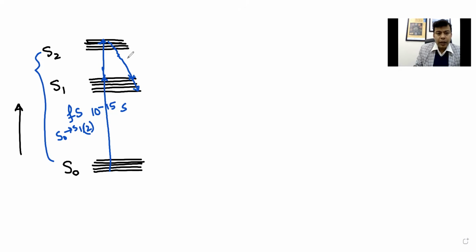One is called internal conversion. Basically from S2 to S1, it comes down to the lower excited state. If you have excited to S1, of course, this process is not there. Then it relaxes in the first excited state through vibrational relaxation. So it's called vibrational relaxation.